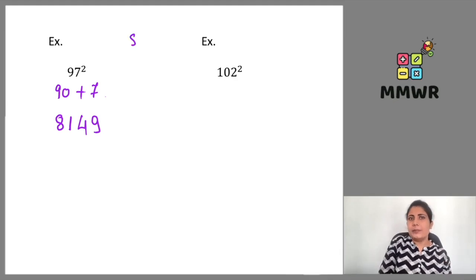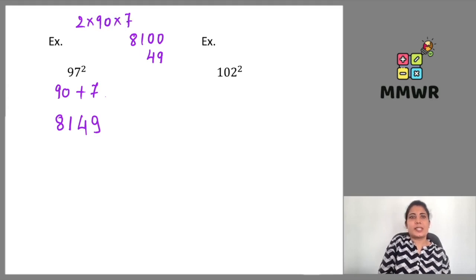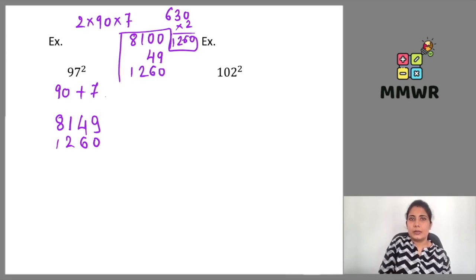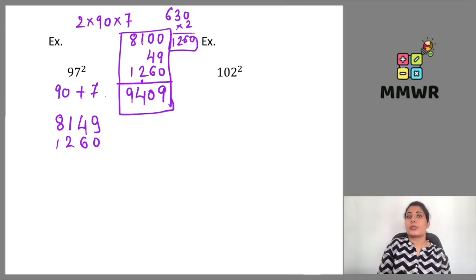You can take time. In the beginning, you can write 8100, then 49 below it. Then 2 multiply 90 multiply 7. So 7 9s are 63 multiplied with 2 gives me 126. So 1260. Then here I can write this 1260, which will give me the answer. So 9, 6 plus 4, 10, carry over 1. 1 plus 2 plus 1 is 4 and 8 plus 1 is 9. So 9409 is the square.